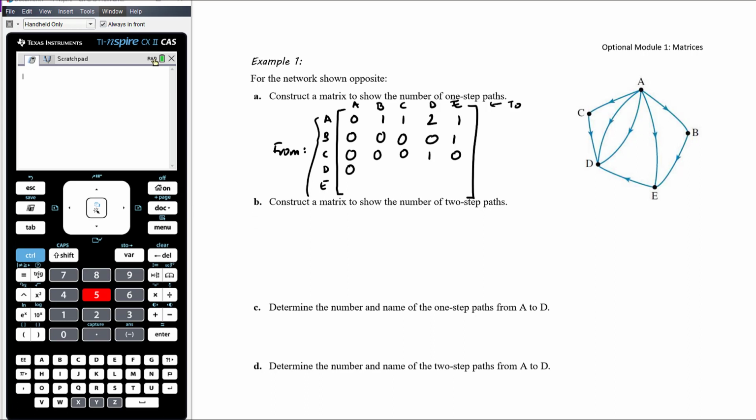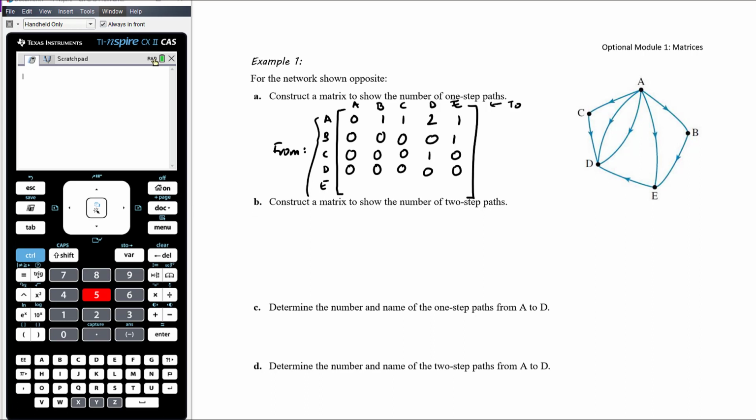D to B, no. D to C, no. Again, there's a path coming in the other direction, but we can't get back that way. D to D, no, and D to E, no. Okay, D is definitely the worst place to be. All the roads are incoming. Once you get there, you can't ever get out again.